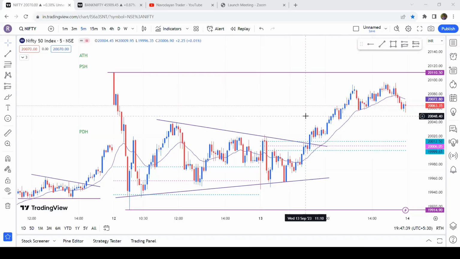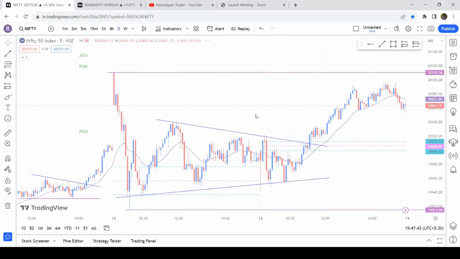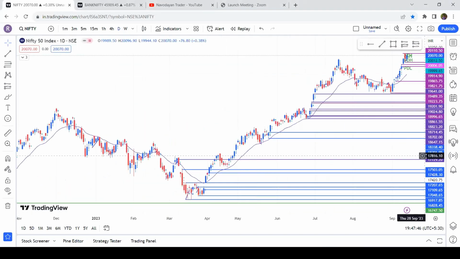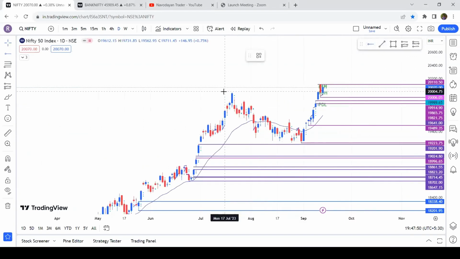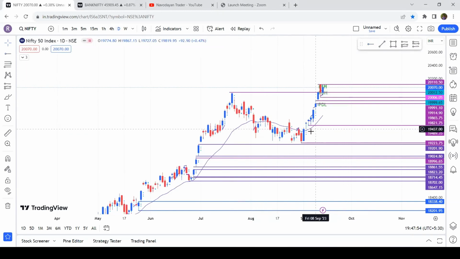Okay, welcome back traders. Let's start with the Nifty 50 analysis for September 13. The important levels can be marked in the one day time frame. Those are previous swing highs. So this was the previous swing high. That was the previous all-time high though. And the previous swing low isn't important as of now because the market is continuously in an uptrend.